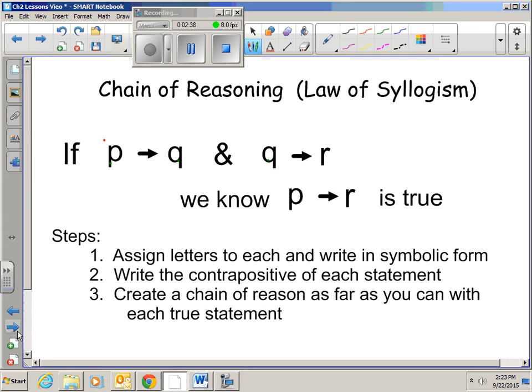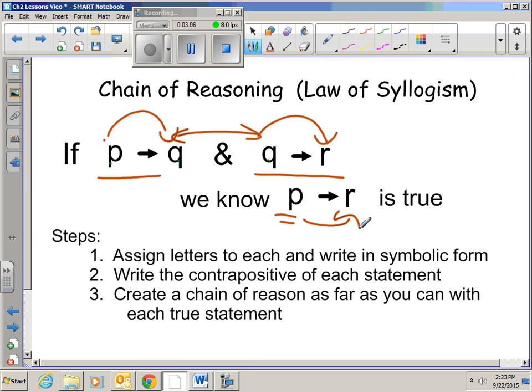Okay, here's what we're going to be doing today. We're going to be talking about chain of reasoning called the law of syllogism. In other words, if P then Q is true, and if Q then R is also true, notice that P goes to Q, Q goes to R, which means now these are the same. So if P is true, then we can go directly to R. We're going to talk about these steps in a couple minutes, but you already have them written down, so we will come back to that in a moment.